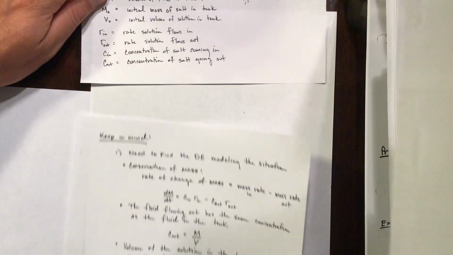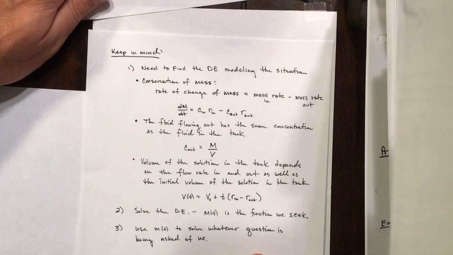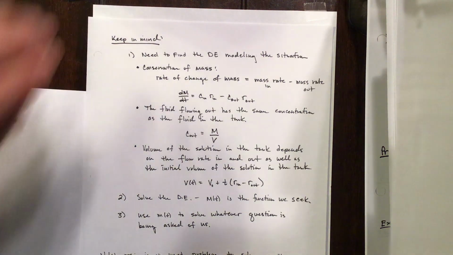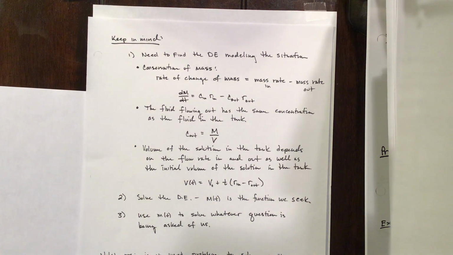They all play a role in solving this problem. So things to keep in mind: you need to find the differential equation that models the situation, and we'll do it by looking at the conservation of mass. The rate of change of mass, dM/dt, is the mass rate in minus the mass rate out.